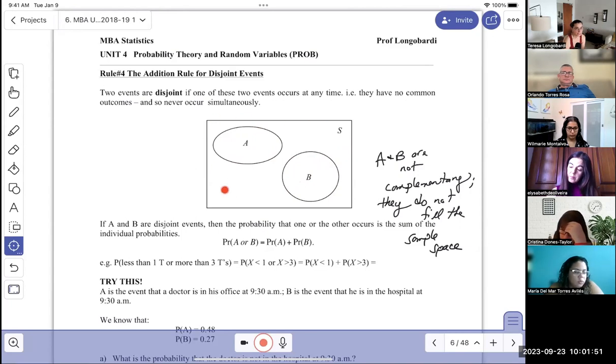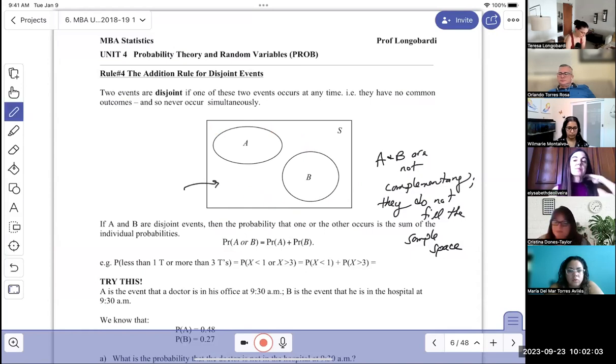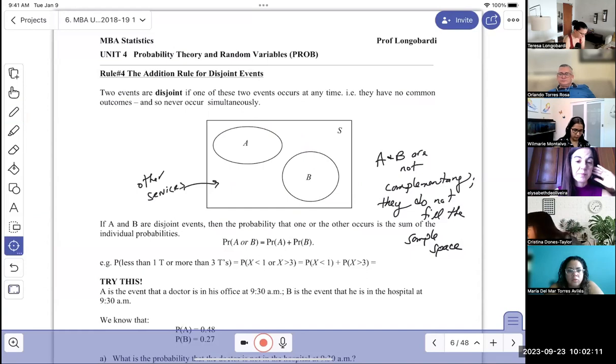Out here are the other services that I'm not focused on, but there are other services that exist. So this is something else out here. I'm not labeling them, I'm not interested in them, but there are other services. I don't have information about them, but they exist and they could be consumed or purchased together, but these two cannot.